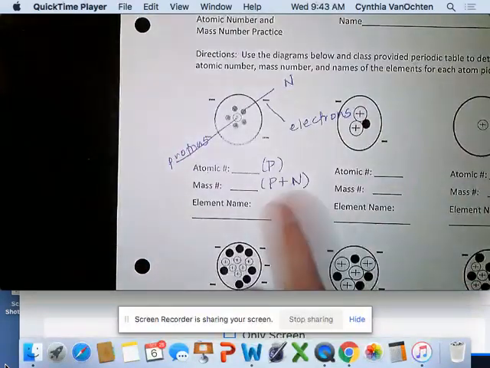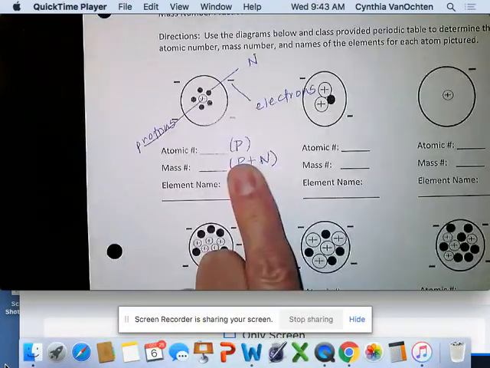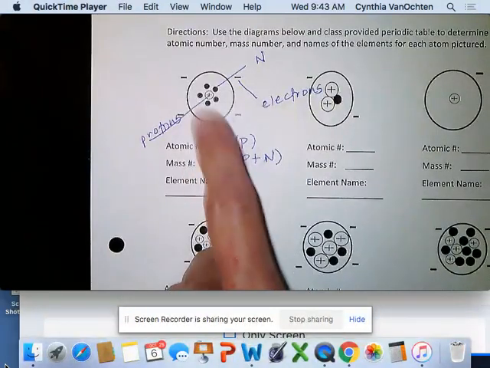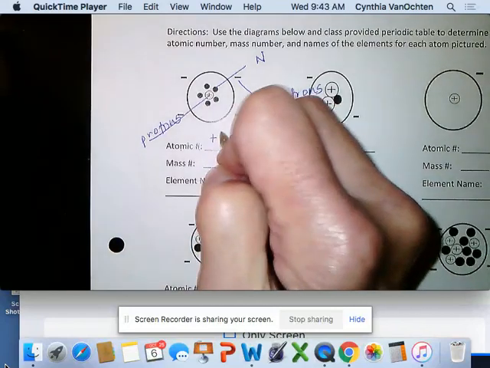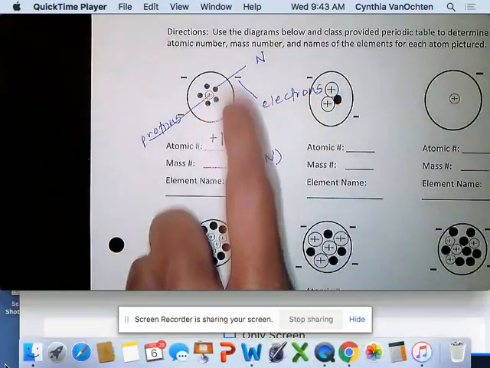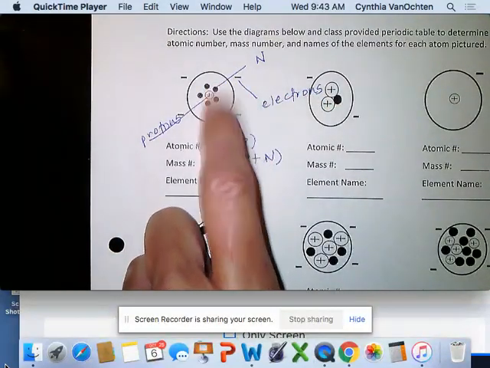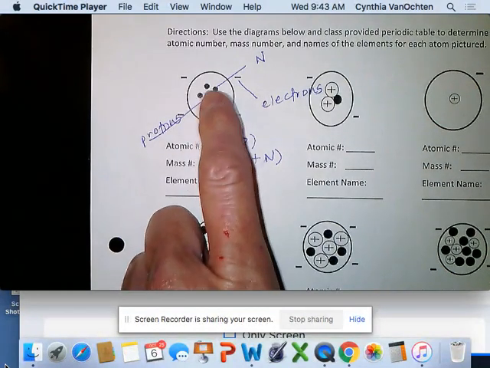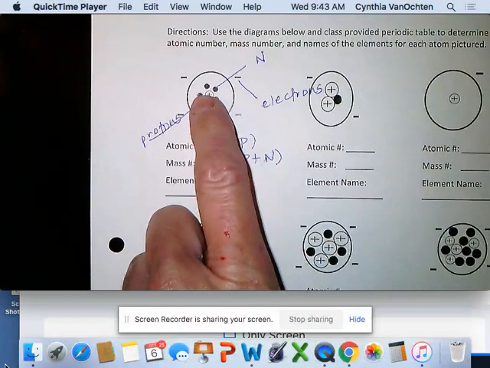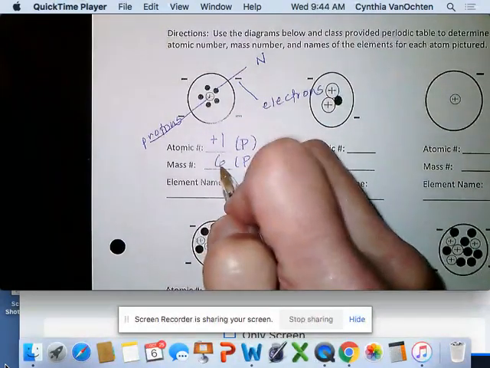So we wrote down, and I'll just go over this one quickly because we did it yesterday in class. Our atomic number is the number of protons, so there's 1. So you should have a positive 1 there. The neutrons are the dark dots. So when we add together the protons and the neutrons, we get 1, 2, 3, 4, 5, 6. 6 is our mass number.